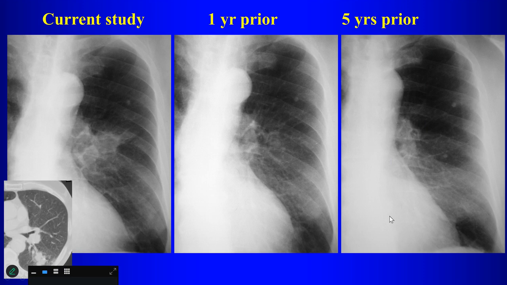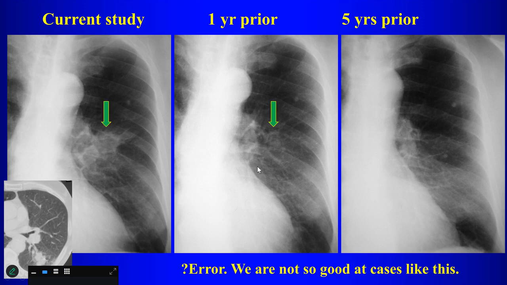You look 5 years prior. So 5 years prior, there's nothing there. Now there's something there. Was there something there a year ago? Yeah, there was, right? There was something, but that's very subtle, right? That's pretty subtle. This we're usually not very good at.